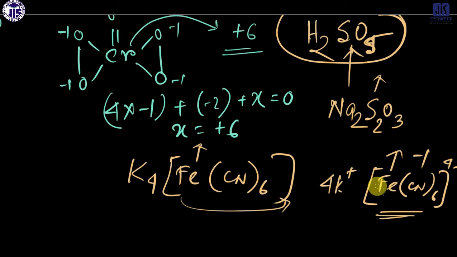In this way you have to practice a lot, because in the next class we will discuss how, with the help of oxidation number, you can predict which compound is oxidizing and which is reducing. This is very important, that you understand properly the reaction, which is the oxidizing part and which is the reducing part.